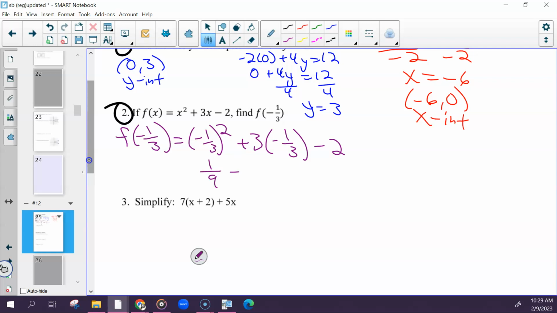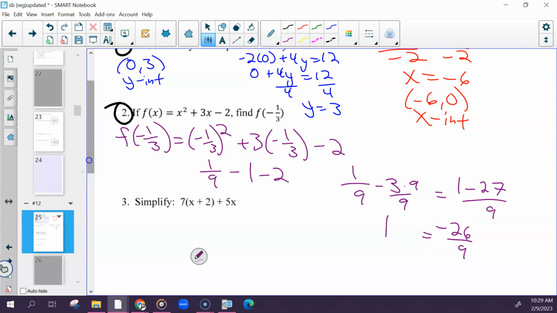minus -3/3 would give us -1, minus 2. So we'd have 1/9 minus 3. And then you could either do that part by hand or do it in the calculator. If you did it by hand, you would have to get common denominators. So -26/9 should be our answer there.